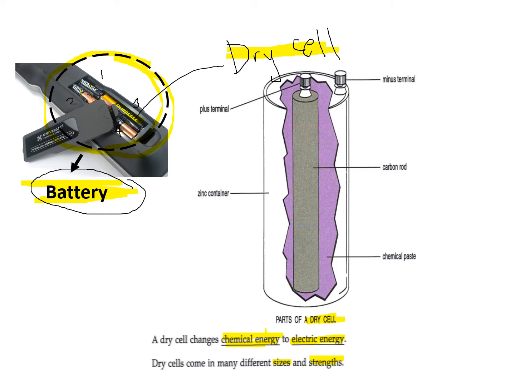If you look at the picture here, inside there's carbon. If you ever break the battery, you see this little black, very pasty stuff, just like toothpaste. And then the outside, if you scratch it and those pictures come off, you'll see a shiny zinc material. So the outside is zinc, inside is carbon.